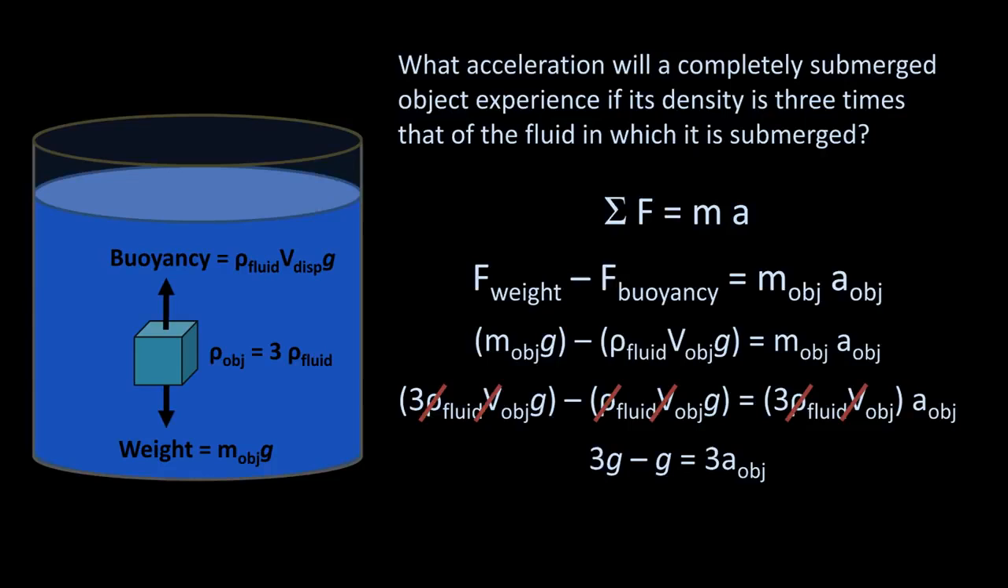Solving for a, we find that it's 2/3 g, and of course g is a constant that's equal to 9.8 meters per second squared, which results in an acceleration of 6.5 meters per second squared. This solution is interesting because it highlights that the acceleration of a submerged object is only dependent upon the relative densities between the fluid and object, and is independent of the object's mass and volume. Let's look at another example.